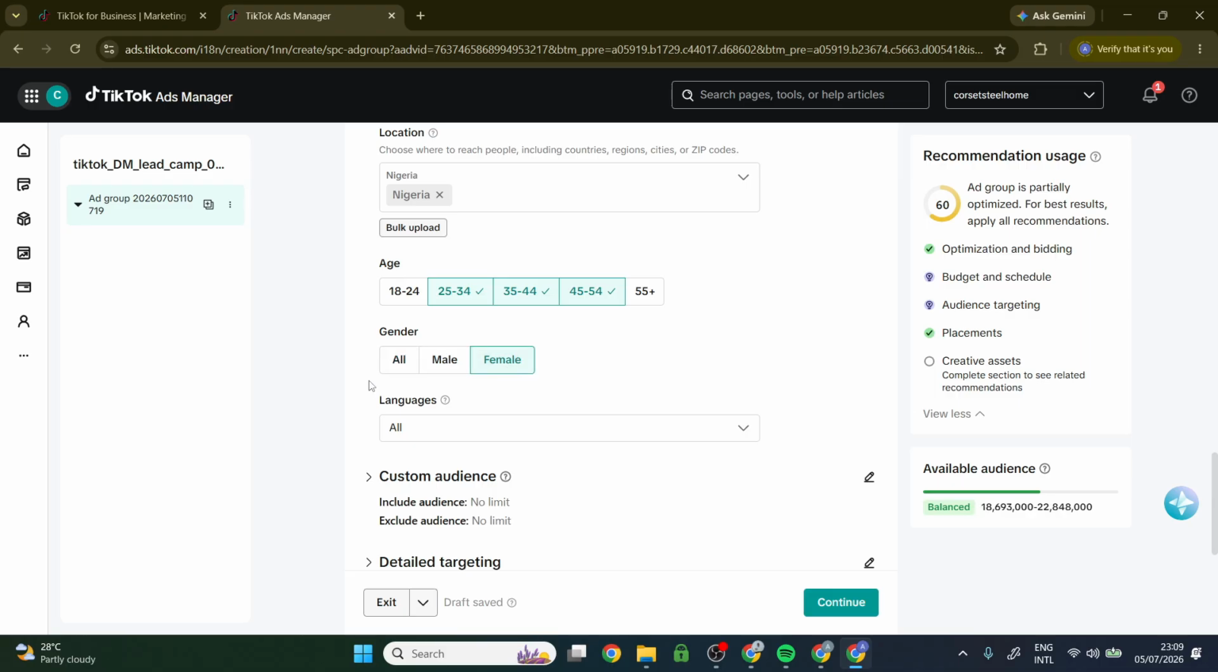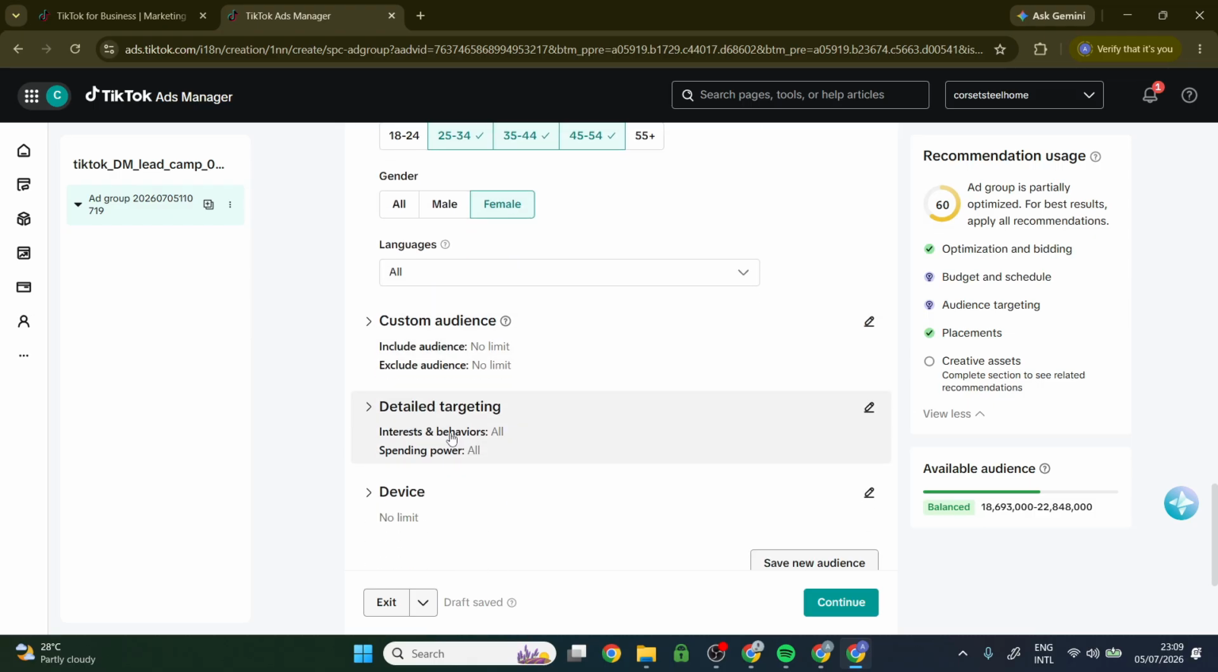So you need to know the gender that actually patronizes you the most. If your product is mostly needed by women, there's no need to target men. And if your product is actually a men's product, right, you don't need to target women, so that you don't spend your money on unnecessary leads that will never convert.